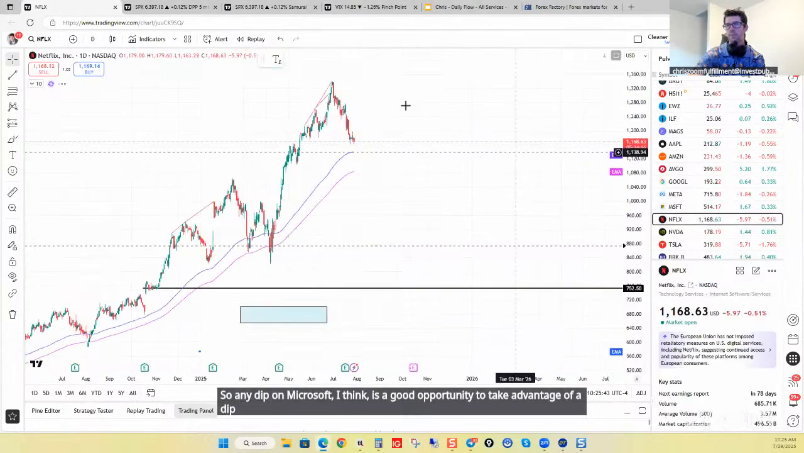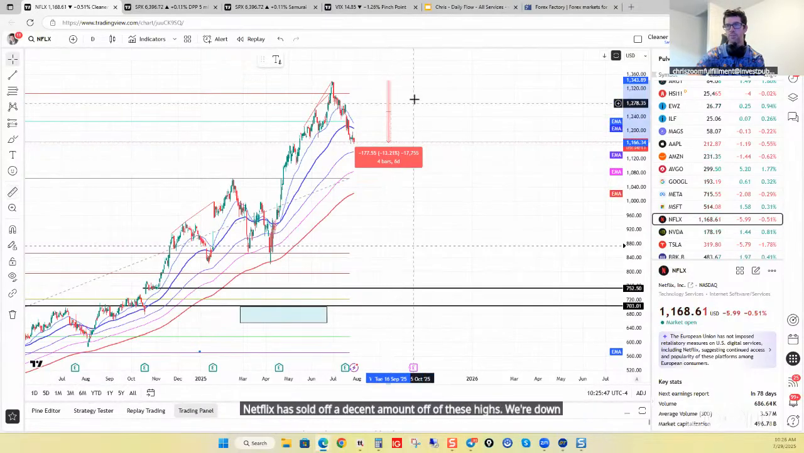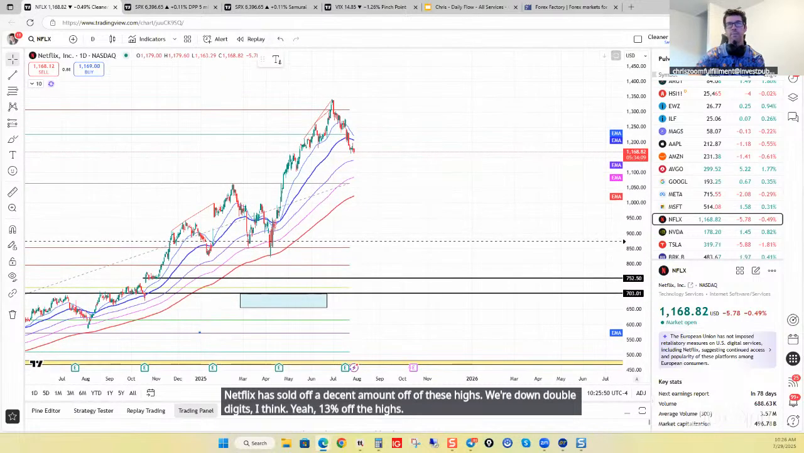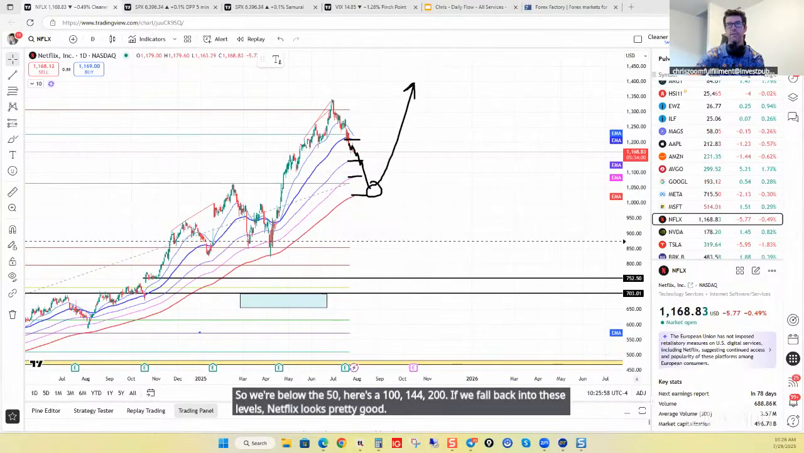Netflix has sold off a decent amount off of these highs. We're down double digits, I think. Yeah, 13% off the highs. Look at the dynamics of this moving average cluster. So we're below the 50. Here's the 100, 144, 200. If we fall back into these levels, Netflix looks pretty good to buy that dip.